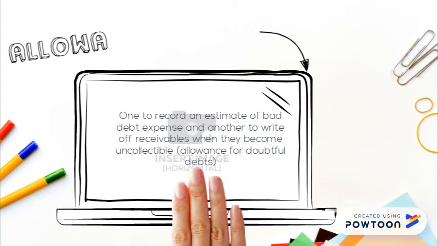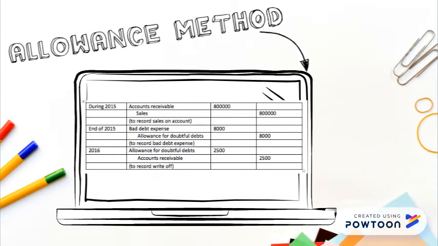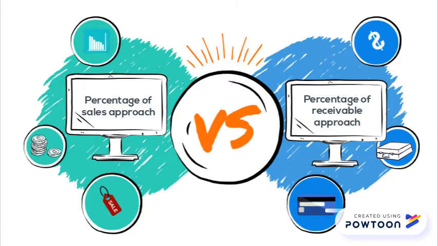The allowance method splits the entries into two: one to record an estimate of bad debt expense and another to write off receivables when they become uncollectible. The purpose of the allowance method is to match the expense from uncollectible receivables to the period in which those receivables were created. There are two methods to estimate the amount of bad debt expense to be recorded: the percentage of sales approach and the percentage of receivables approach.